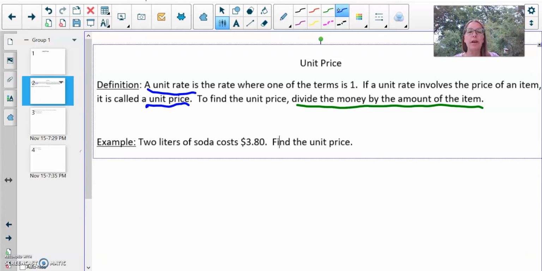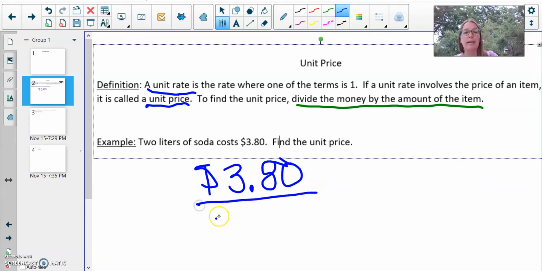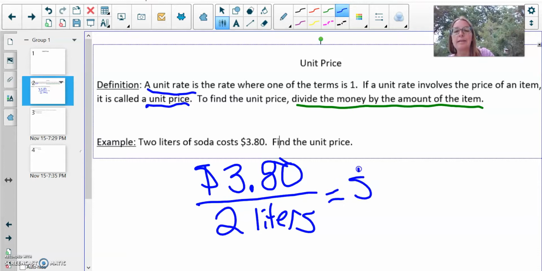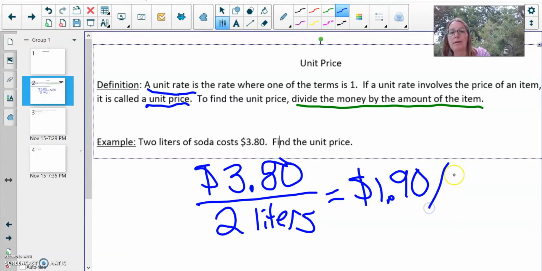2 liters of soda costs $3.80. Find the unit price. So to find the unit price, I'm going to take the amount of money, $3.80, and I'm dividing it by the amount of soda that we get, which they told us was 2 liters. Use my calculator to divide it out. So I'm dividing 380 by 2, and the unit price is $1.90. Remember to write money to the hundredths per liter.